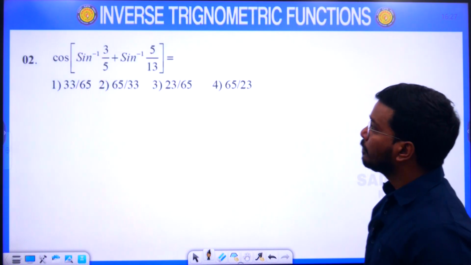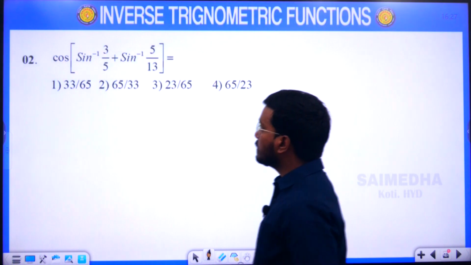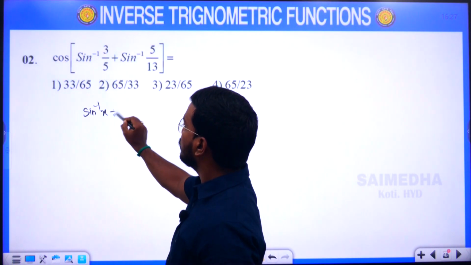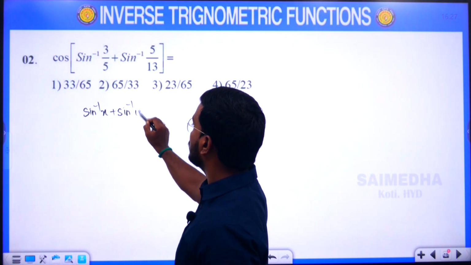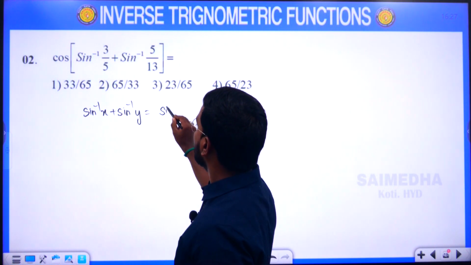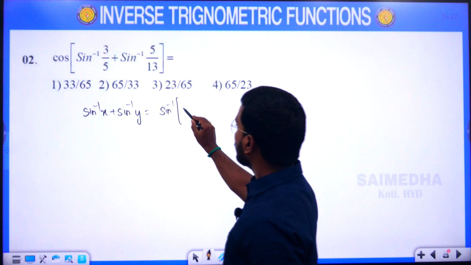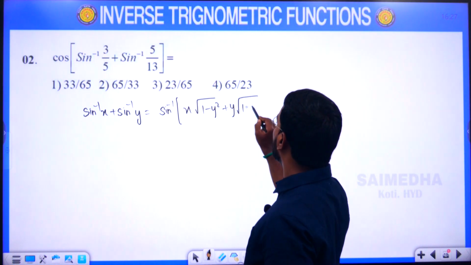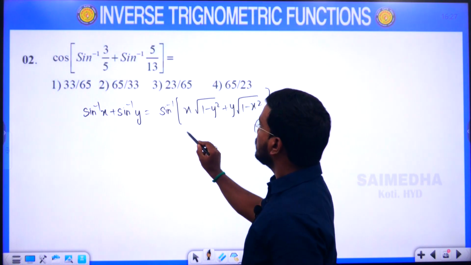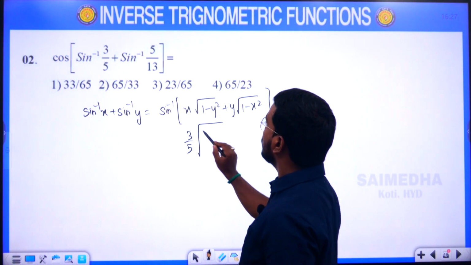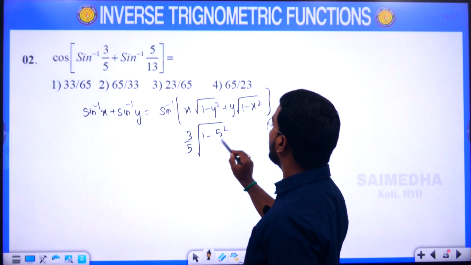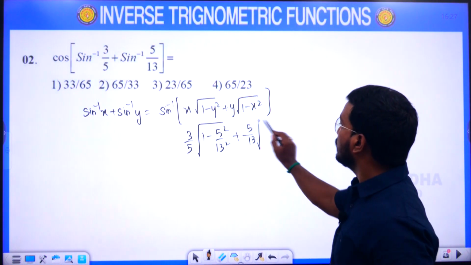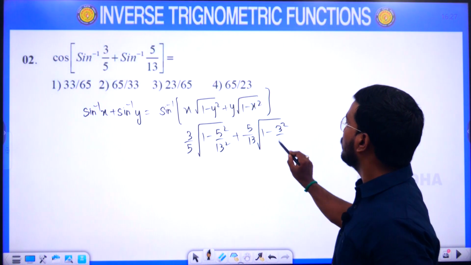Question number 2. Let's go for it. Sine inverse of x plus sine inverse of y. We have formulas for sine inverse of x plus sine inverse of y, as we discussed in the previous video lecture also. What is the formula, sir? Sine inverse of x root 1 minus y square plus y root 1 minus x square. X is 3 by 5, root of 1 minus y square is 5 square by 13 square, plus y 5 by 13, root of 1 minus x square, 3 square by 5 square.